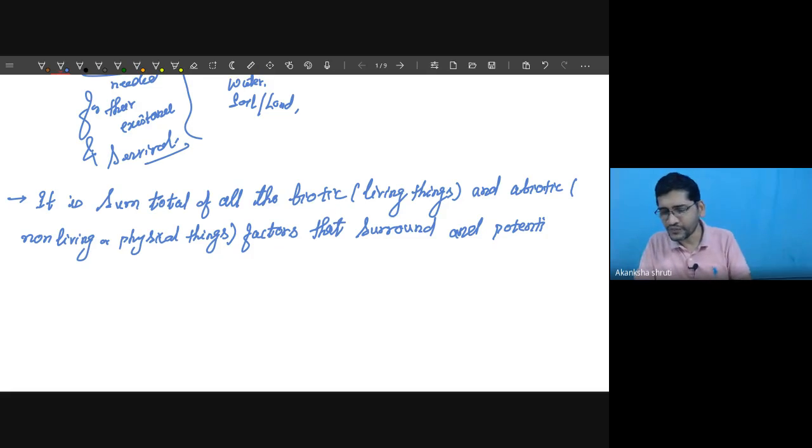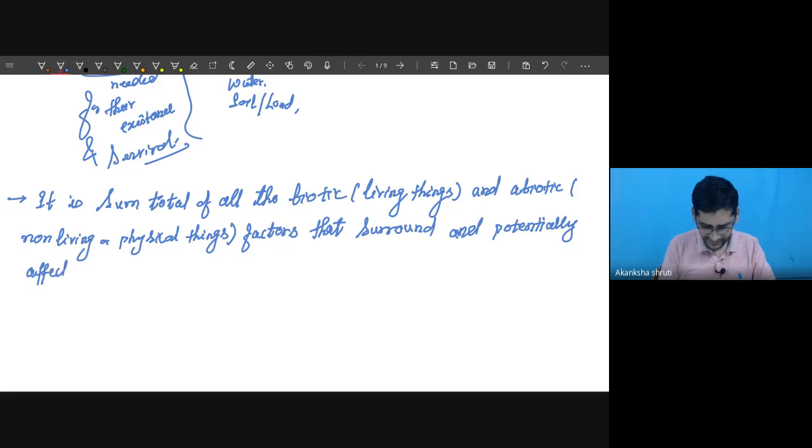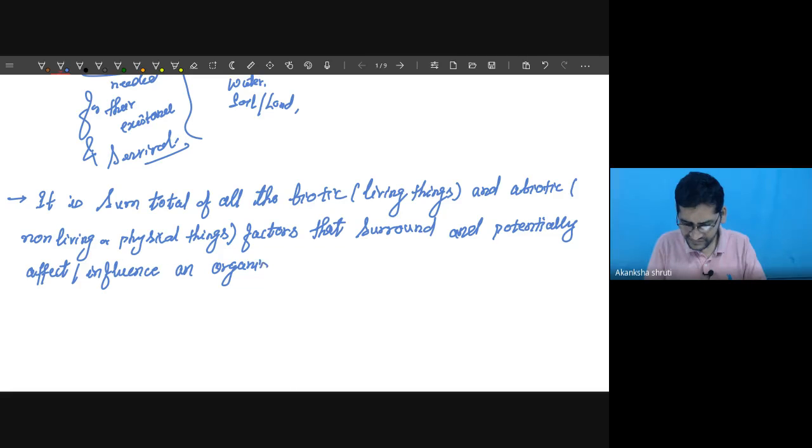So even if you are forgetting this word potentially, that doesn't alter the definition. And potentially affects or influences an organism. It is called as what? Environment.